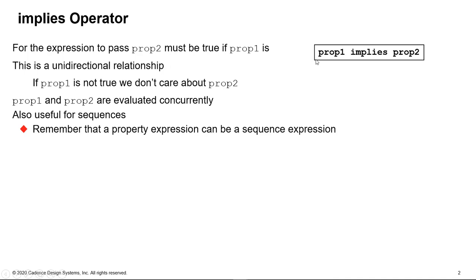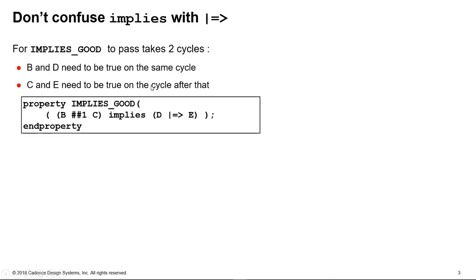And remember that one of the things a property expression can be is a sequence expression as well. So we can have sequence implies property, for example, or sequence implies sequence. Don't confuse this with the sequence implies operator. This is the operator shown here.